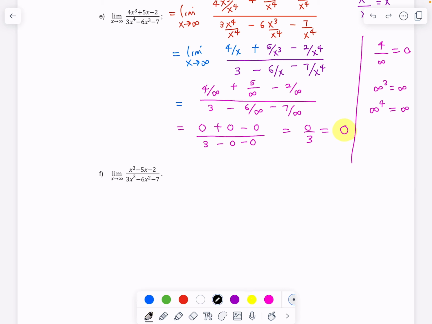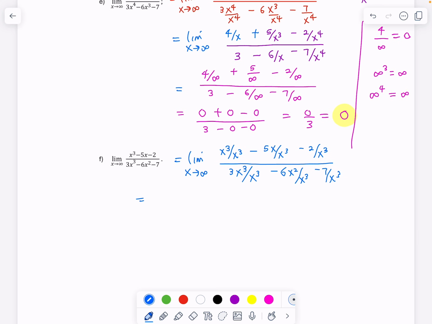So I have the limit as x approaches infinity of x to the power of 3 divided by x to the power of 3, minus 5x divided by x to the power of 3, minus 2x divided by x to the power of 3, everything divided by 3x to the power of 3 divided by x to the power of 3, minus 6x squared divided by x to the power of 3, minus 7 divided by x to the power of 3. Okay, so let me simplify this.